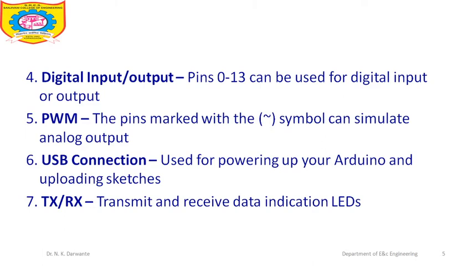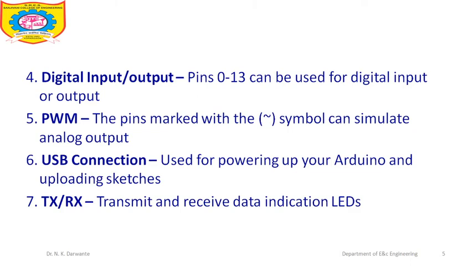Then the next pin is the PWM. PWM stands for pulse width modulation, and specifically these kinds of signals are required for controlling motors, different types of motors. Now in this course we are going to see how to control the DC motor. In that session we will see the use of PWM. This pin is marked with a wave-like symbol, and it can simulate analog outputs.